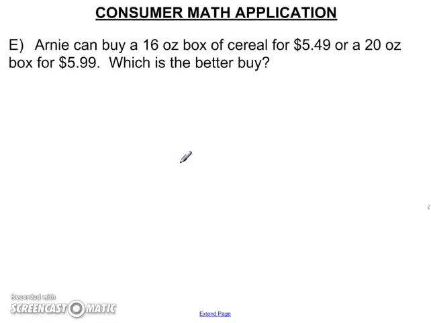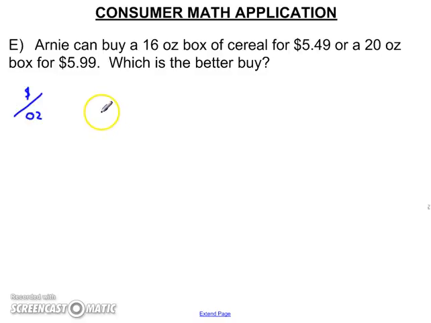All right, and then we're going to do a little bit of consumer math. Okay, and this is stuff that you would do, say, in the grocery store or something like that. Arnie can buy a 16-ounce box of cereal for $5.49, or a 20-ounce box for $5.99. Which is the better buy? And in this particular case, most of the time, we will do the price of the item divided by the size of the box. And in this case, the size is in ounces.